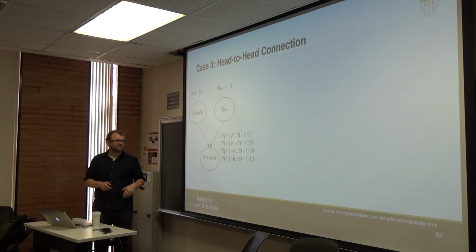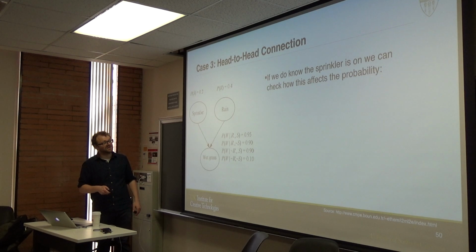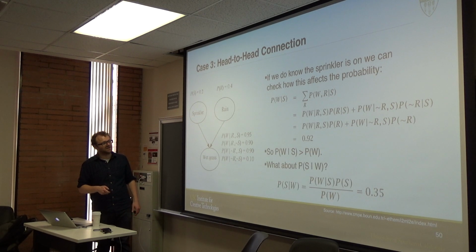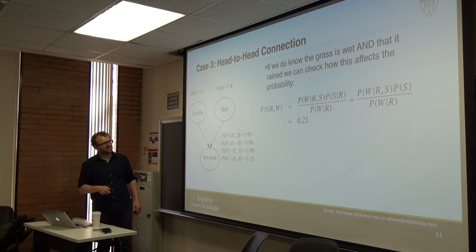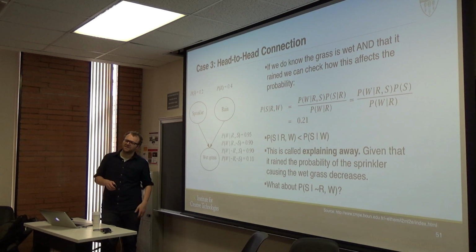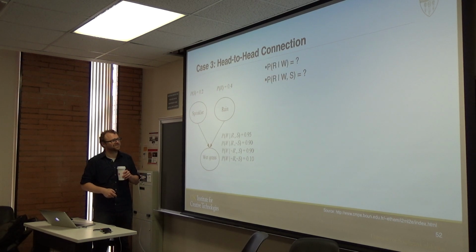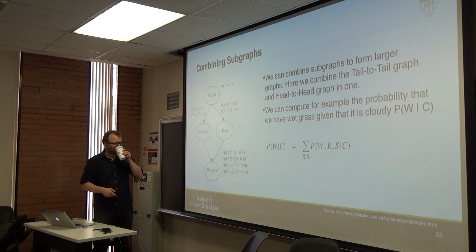All right. And obviously if we know that there's no rain, then that will go up again, because we still have the observation present, which is the wet grass, but we know that it did not rain, so the probability that it actually is a sprinkler is increased.